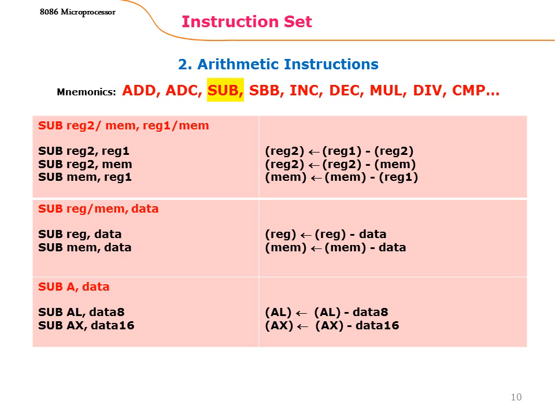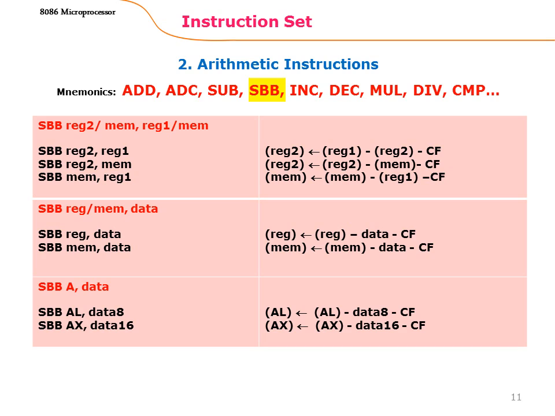SUB AL, immediate data. The 16-bit or 8-bit data is subtracted from the AL or AX and the result is updated in the destination register AL or AX. SBB, subtract with borrow.